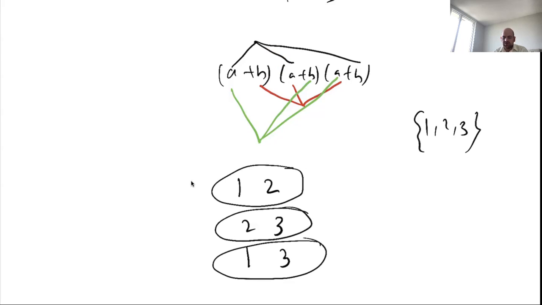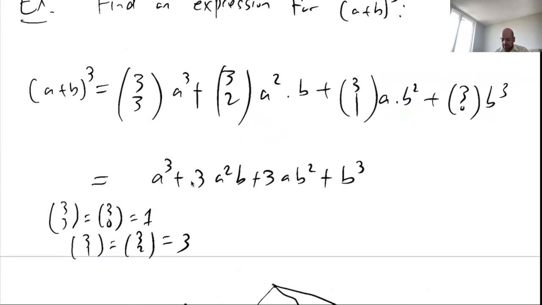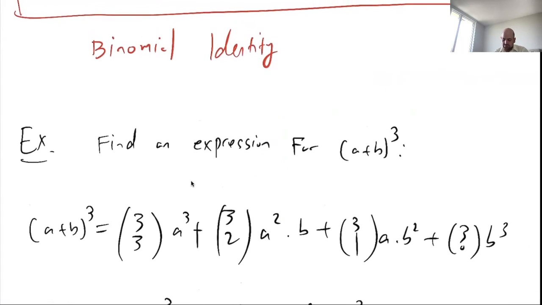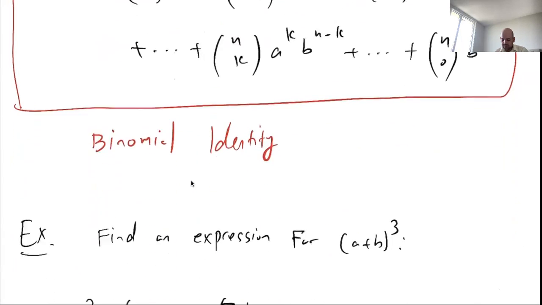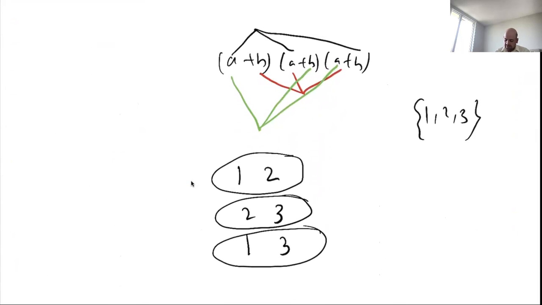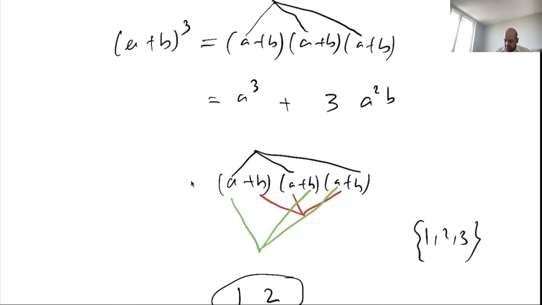Or in other words, 3 choose 2. 3 choose 2 means the number of ways to choose 2 elements out of 3 elements. So that's why we said the coefficient of a squared b is 3 choose 2. Similarly, we can see that the coefficient of ab squared is 3 choose 1, and the coefficient of b cubed is 3 choose 0. And we apply the same idea for power n rather than power 3. Okay, so I explained the idea for n equals 3.